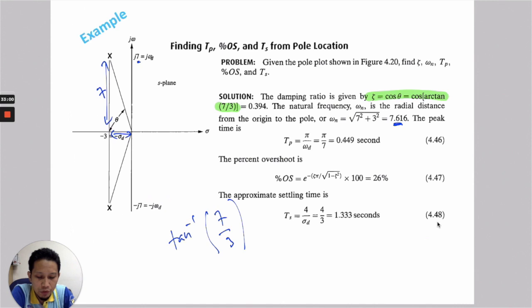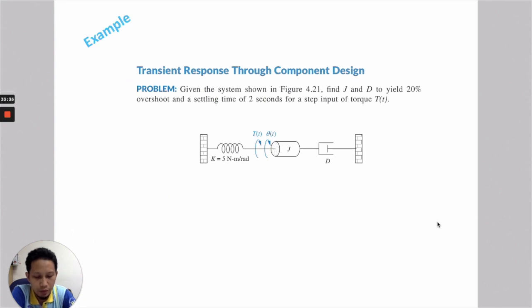And the percentage overshoot we can find by inserting the value of zeta that we have calculated, and we find the value to be 26%. And finally, we can find the settling time by taking the formula 4 over sigma d, where sigma d is the value here, -3. So 4 over 3 equals 1.33 seconds.